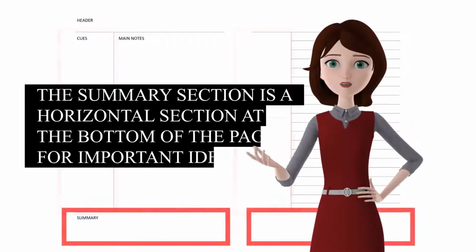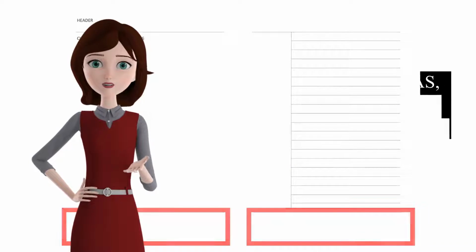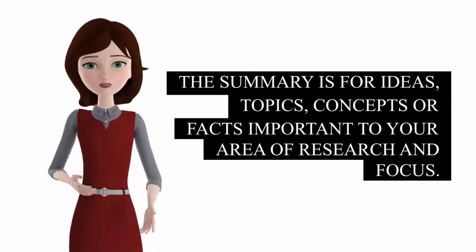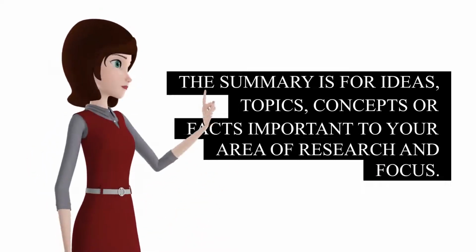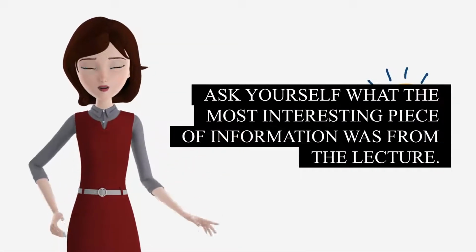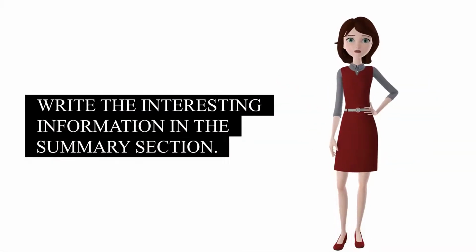The summary section is a horizontal section at the bottom of the page for important ideas. The summary is for ideas, topics, concepts or facts important to your area of research and focus. Ask yourself what the most interesting piece of information was from the lecture. Write the interesting information in the summary section.